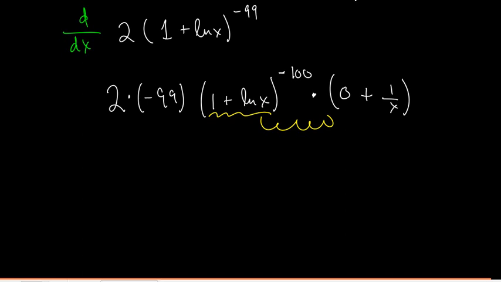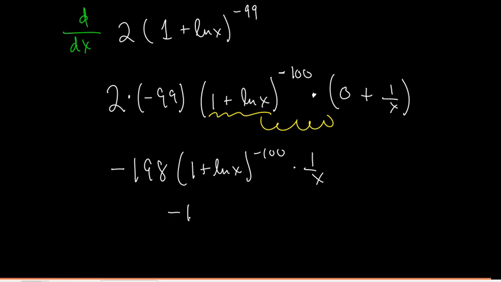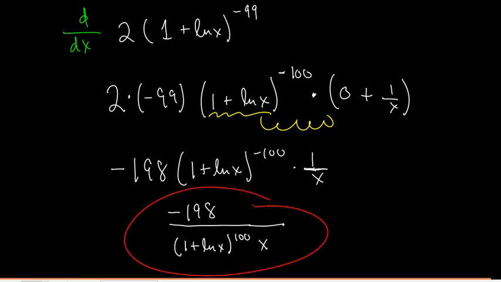Okay, so we simplify this thing, we get negative 198 times 1 plus ln x to the minus 100 times 1 over x. And if you really wanted to, you could tidy this up a little bit. Let's write it like this as one single fraction. So we'd have negative 198 over 1 plus ln x to the power 100, because a negative exponent in the numerator is a positive exponent in the denominator, and then times x, because you're multiplying by 1 over x. And there you go. That is the derivative of 2 times 1 plus ln x to the minus 99 power.